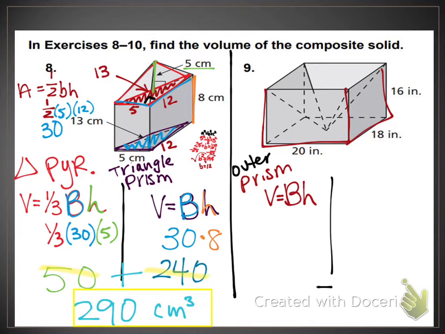What shape is the base? Rectangle. You could just look at the bottom for this. What is the area formula for any rectangle? Length times width. So area equals length times width. So the length and the width of the bottom are 20 by 18. 20 times 18 is 360. And then times the height of the prism, 16, which is a big number.